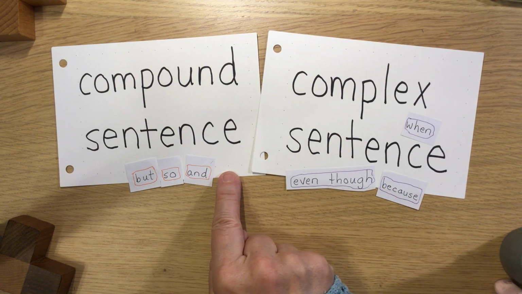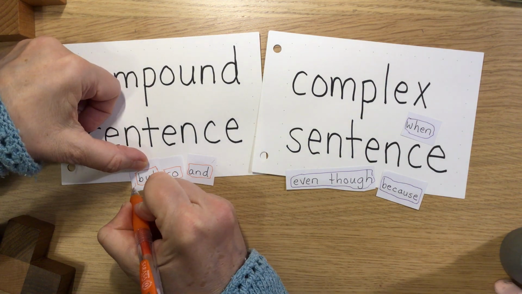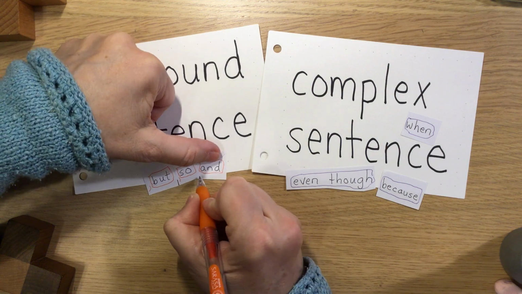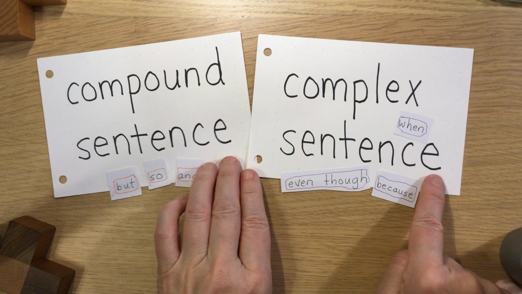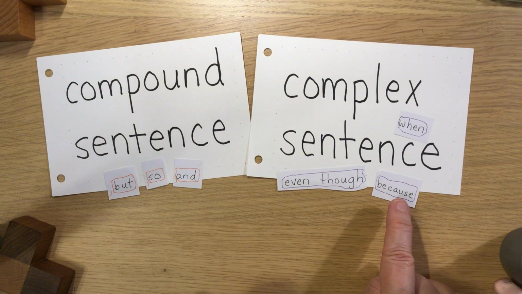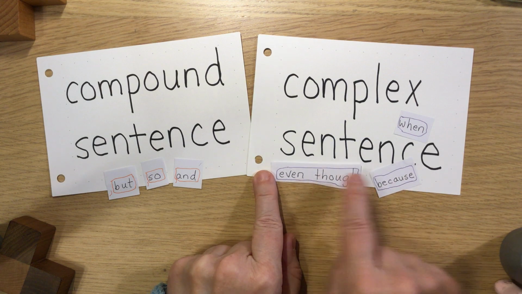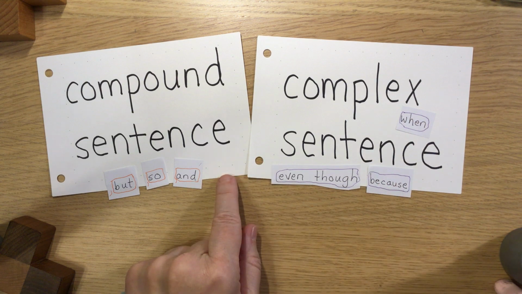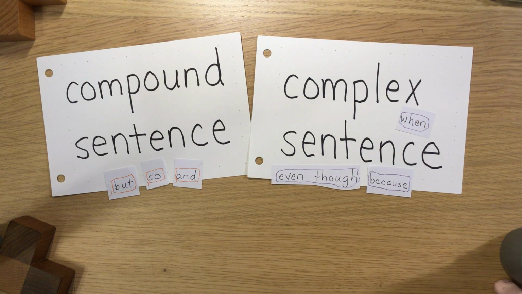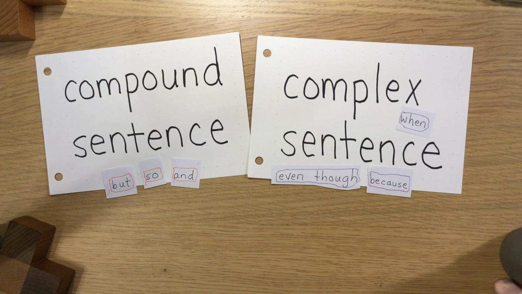A compound sentence, we always put a comma before the conjunction. So we'll have a comma here, and a comma here. For the complex sentence, we only use a comma if we put the dependent clause first. That means if we start the sentence with this conjunction, if we start it with even though, because, when, if, since, while, then we put a comma after that dependent clause. The other thing to remember is that these words have different meanings.